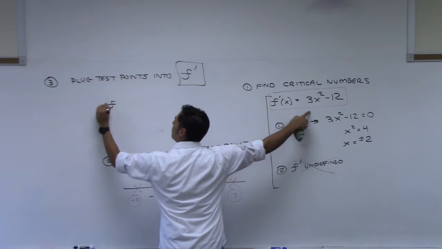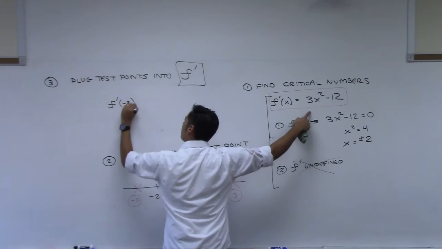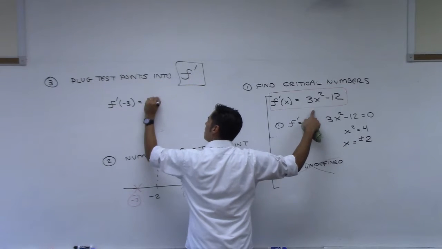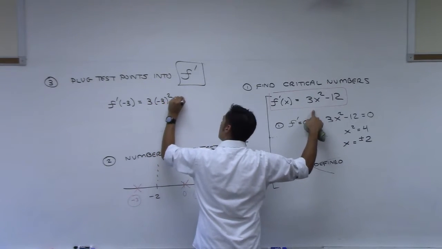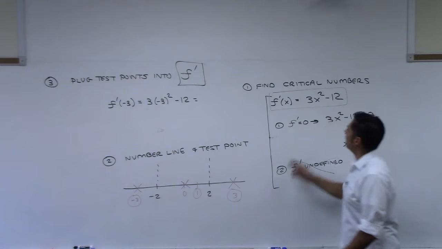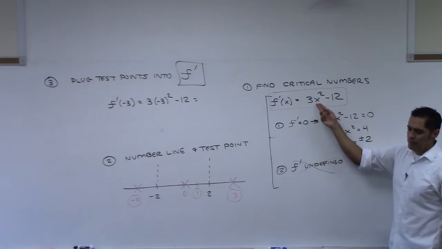So let me try the -3 first. F prime of -3. What happens? 3 times -3 squared minus 12. So be careful, you have to square the -3 first, right?